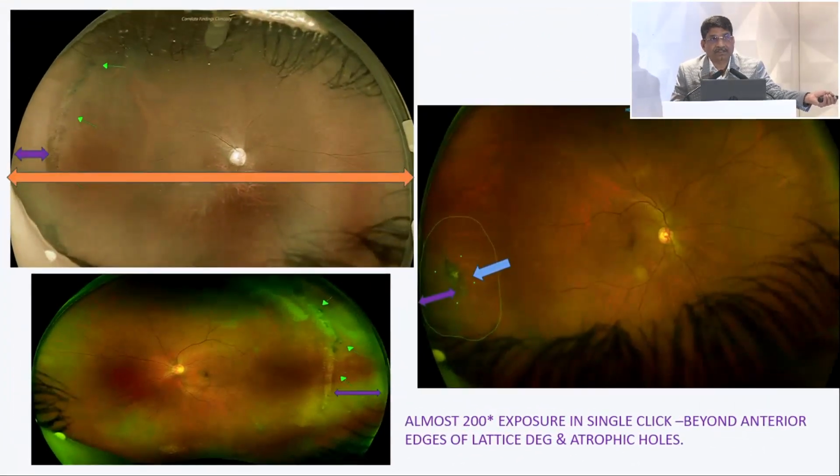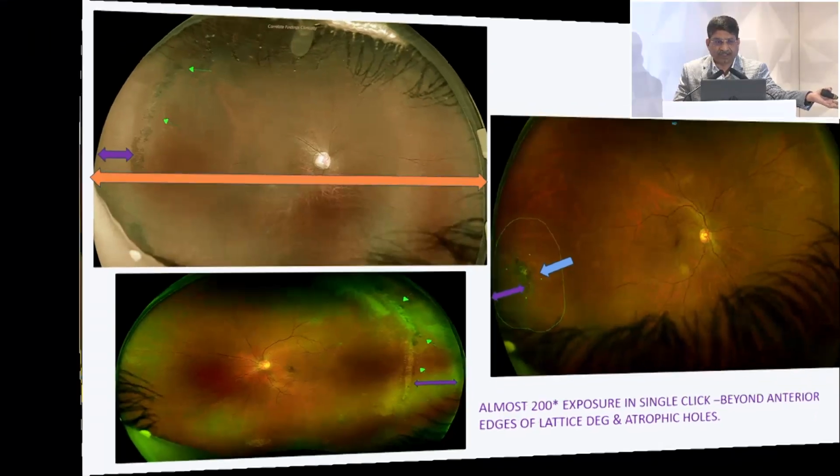Then in cases of flashes, floaters and peripheral retinal lesions, it is said that it is not possible to take end-to-end photographs, but here you can see that the lattice has been picked up, and beyond the anterior edges of the lattice it is also seen properly. How much more is required to see as a retina person?